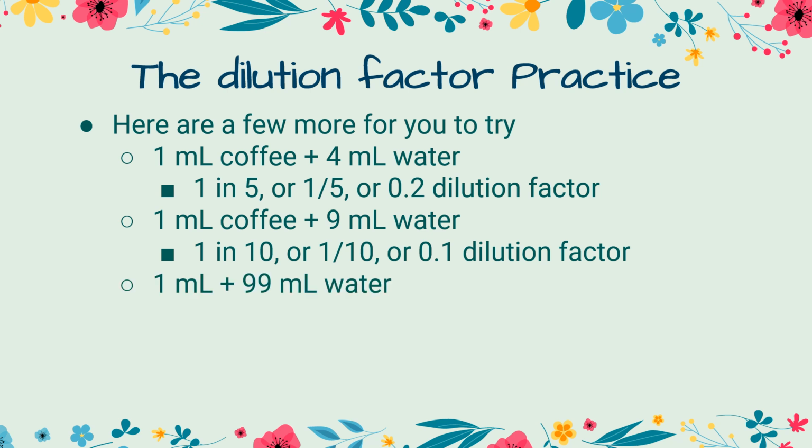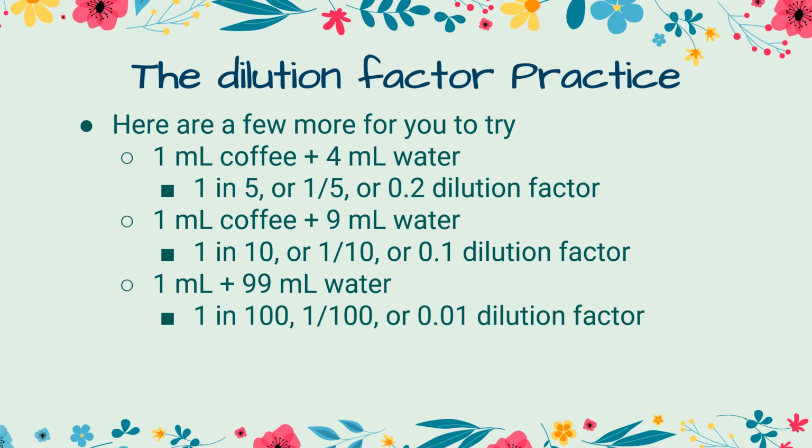Then the last one, if I had 1 milliliter of coffee and 99 milliliters of water, what would my dilution factor be? 1 in 100, 1 over 100, or 0.01 would be my dilution factor.